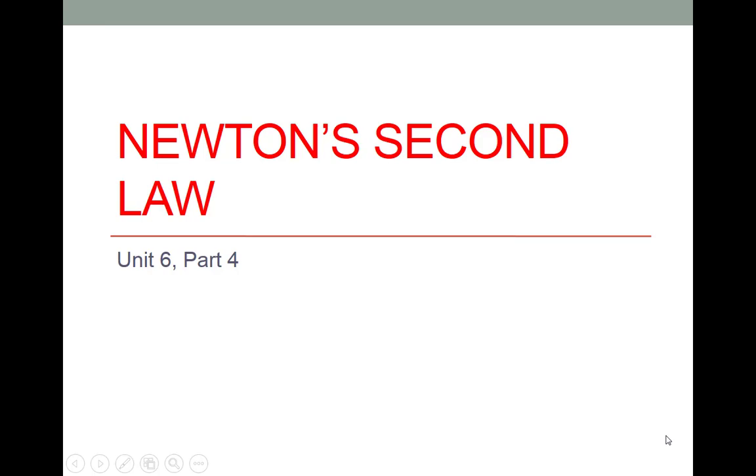Welcome to the fourth part of Unit 6. In this unit, we're actually going to move on to Newton's second law. So in the first part of this unit, we laid the foundation with Newton's first law. And then in the next two parts, we've been discussing forces and ways to organize forces. So we're finally ready to move on to Newton's second law.